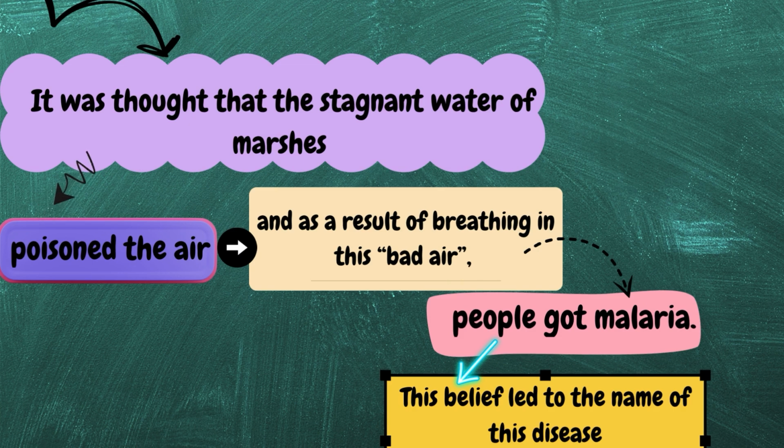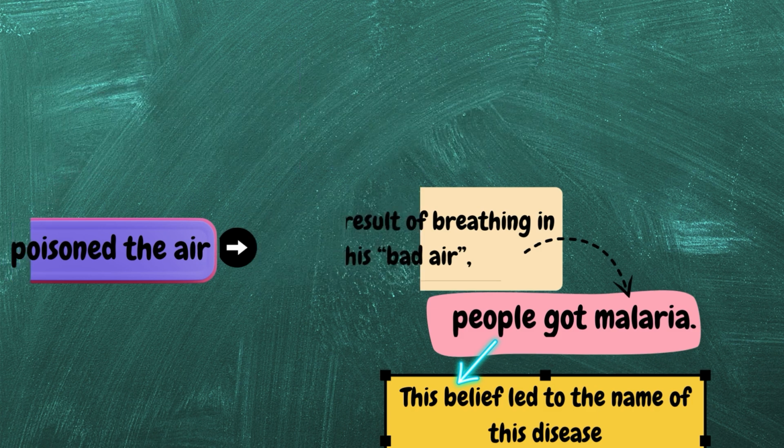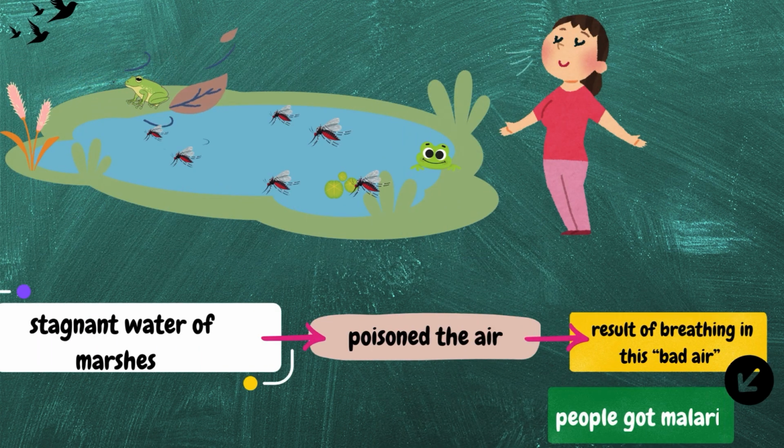It was thought that the stagnant water of marshes poisoned the air, and as a result of breathing in this bad air, people got malaria. This belief led to the name of this disease. From this diagram, you can understand the belief about malaria at that time. In this diagram, you can see that stagnant water of marshes is poisoning the air, and by breathing that bad air, people got malaria. But that was just a concept about malaria at that time.